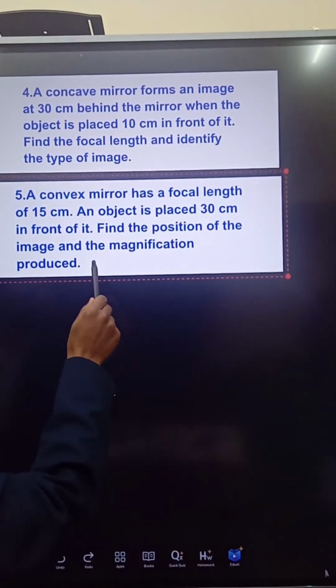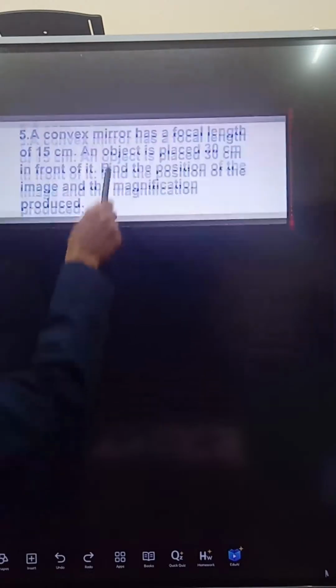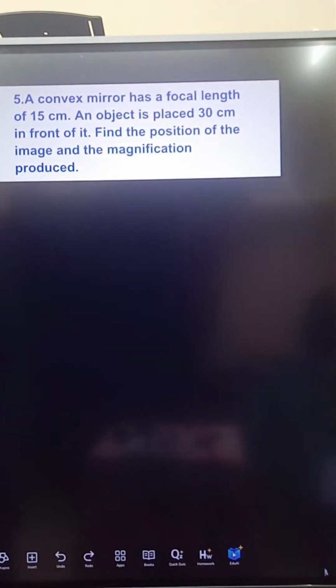Okay, we will go ahead with this now. Just try and solve it. This time you have to keep in mind what type of mirror they have given. Without that, if you solve, it will be wrong. You try it.